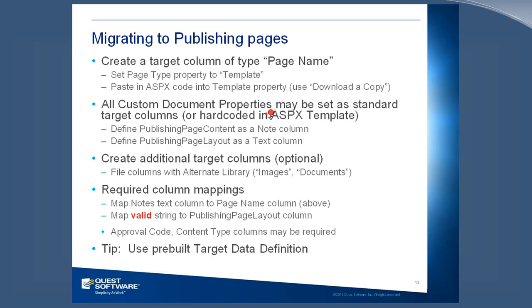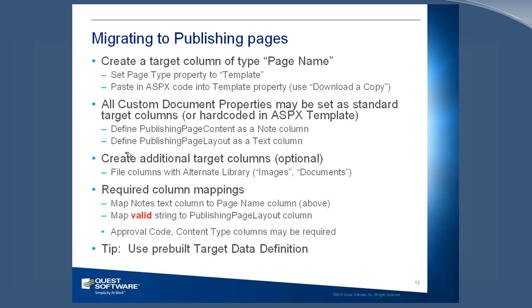Basically, any properties you want to map can be set using target columns. So when you look at this ASPX code, it'll define a lot of custom document properties, the title, the subject, and whatever properties you have on that particular page layout. And you have a choice of either hard coding them in the ASPX template, or you can map them dynamically in your migration job. So you might, for example, define a column called publishing page content, and you would set that as a notes column, and that happens to be for all the default SharePoint publishing pages. That's the name of the content area where you would put all the rich text content.